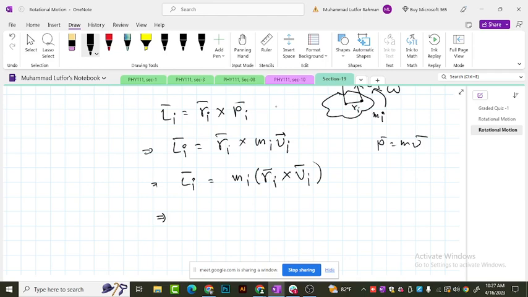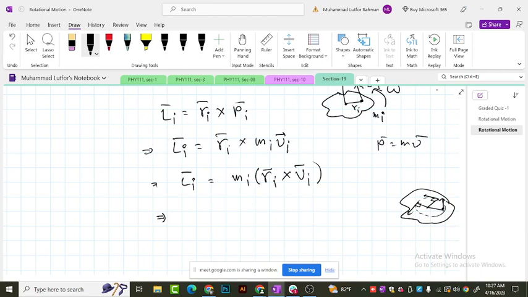What is the angle between the ri and the vi? 90 degrees, exactly. Remember this point: the point mass is rotating in a circular track, so at every point the velocity will be tangential to the path. It means that it will always create a 90 degree angle with the radius, whatever the position. That angle will always be 90 degrees, so that's why this should be 90 degrees over here.